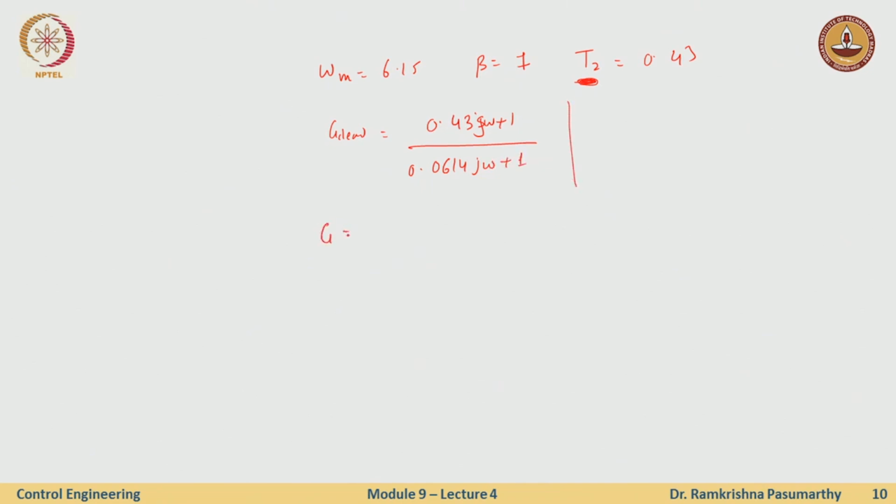So I have G, which was 30 over j omega, (0.2 j omega plus 1), (0.1 j omega plus 1). I had the GC lag, which looked like (1 plus 7 j omega) over (1 plus j omega), and I have the lead. So let's see how my Bode plot has changed when I plug in this lead compensator.